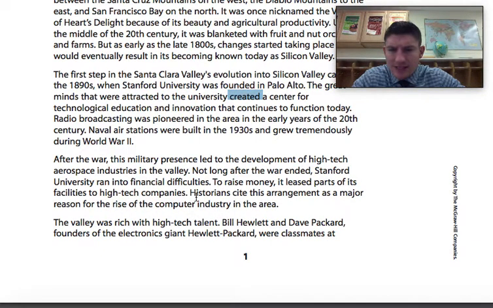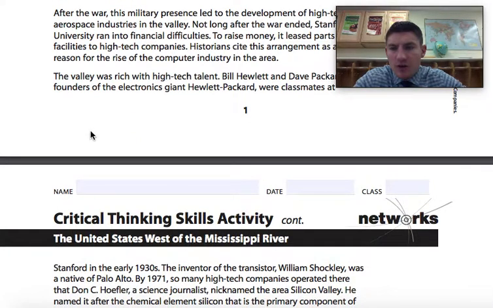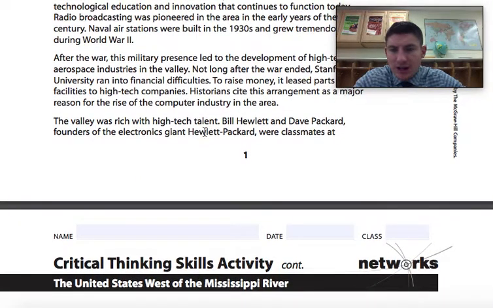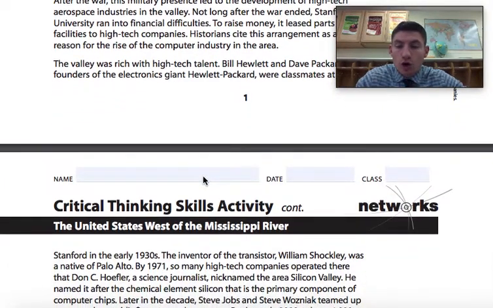And then in this last sentence it says, as a major reason for the rise, it gives the reason, as in here's something that happened, this is the reason why it happened. So that's the cause and effect relationship again. In this last paragraph, paragraph 4, it says the valley was rich in high-tech talent. It's talking about the way in which this development has occurred.